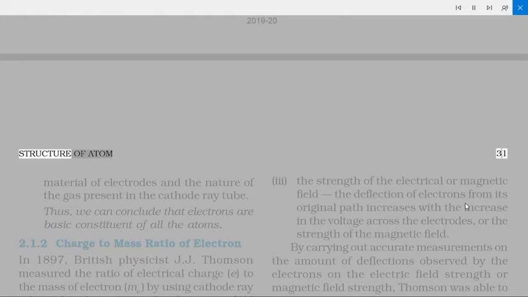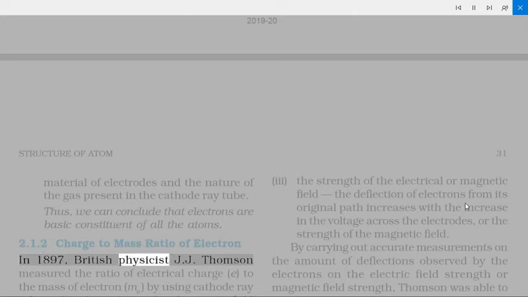Structure of atom: material of electrodes and the nature of the gas present in the cathode ray tube. Thus, we can conclude that electrons are basic constituents of all the atoms. 2.1.2 Charge to mass ratio of electron.